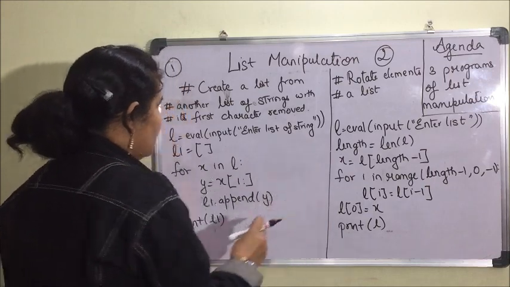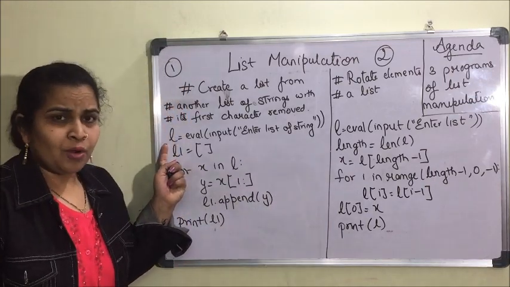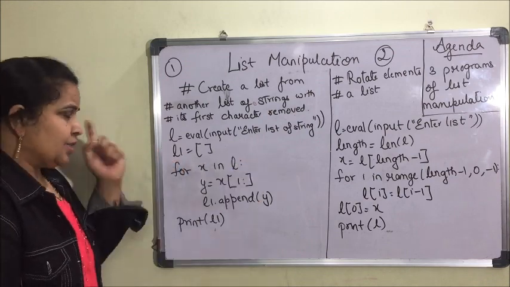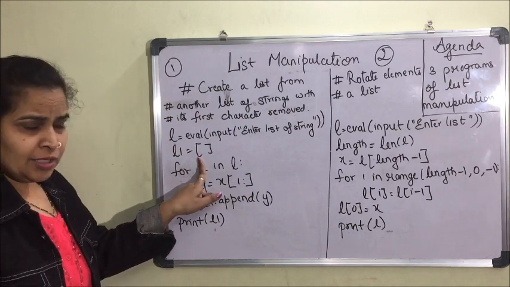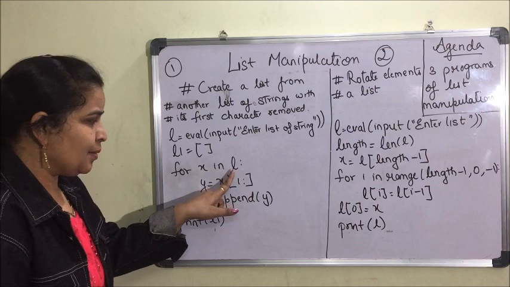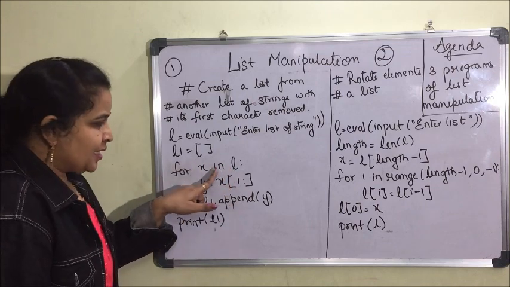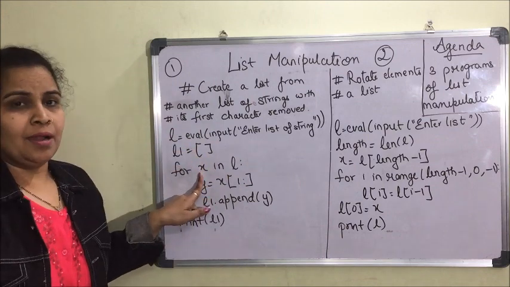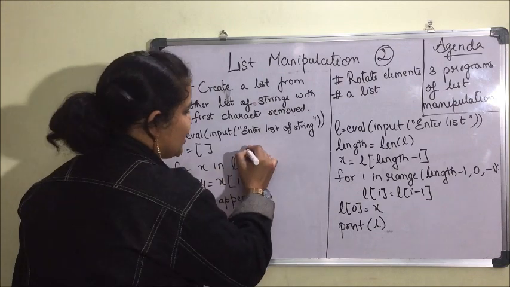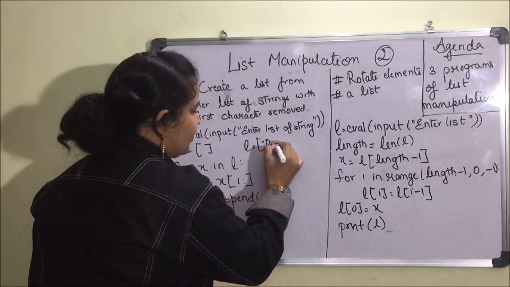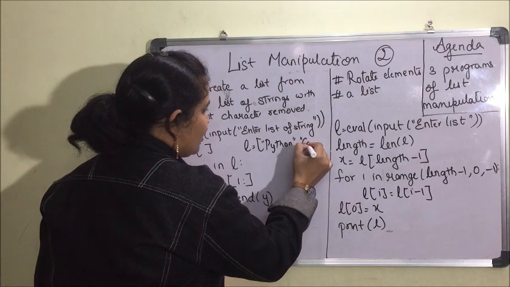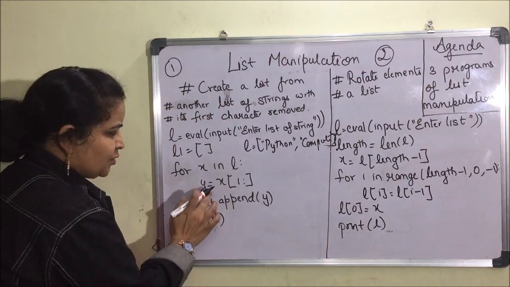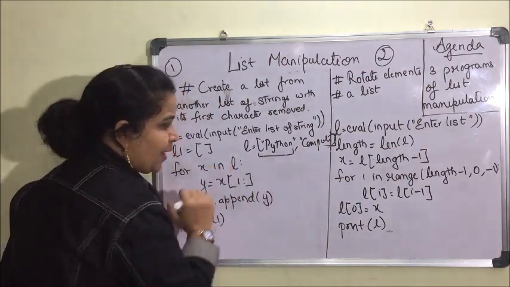So we will start. This is the original list from which we have to remove the first character of all the strings. This is the new list L1. I have declared a new list. Now we are accessing each and every element of the list, for X in L. Means when the loop will execute, every time one element will come in X. Now suppose the list is Python, then computer. So in this case, when X will contain this Python.